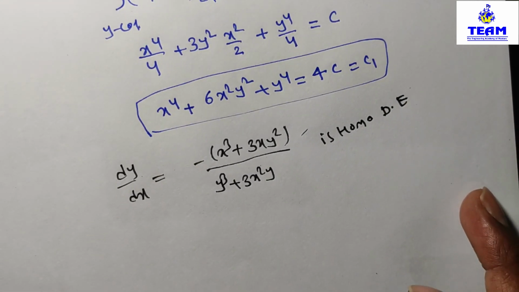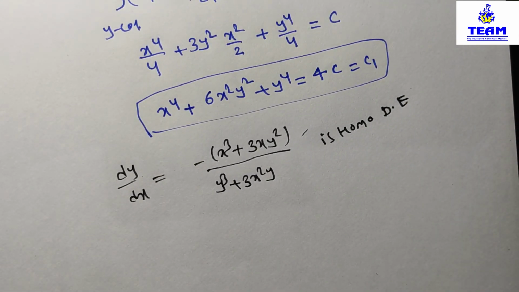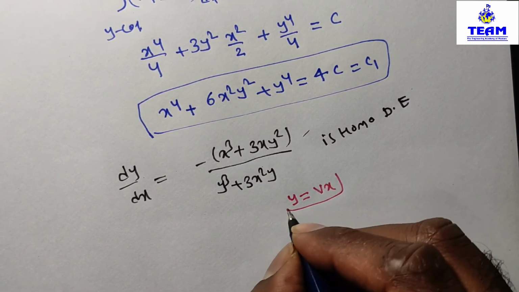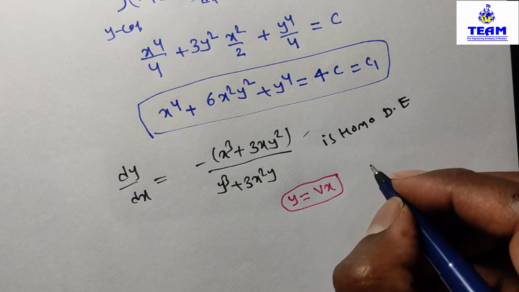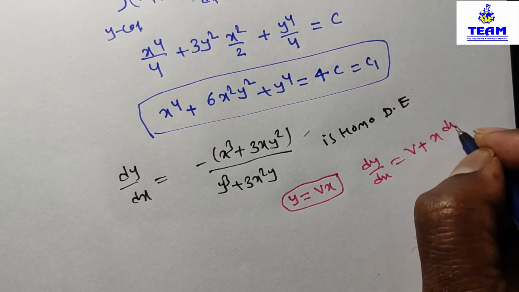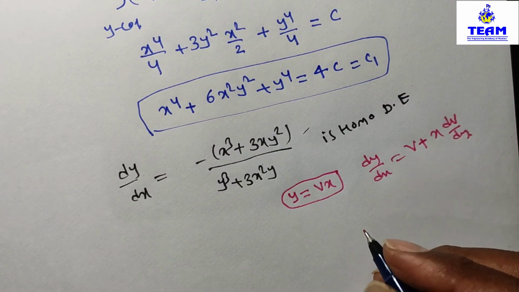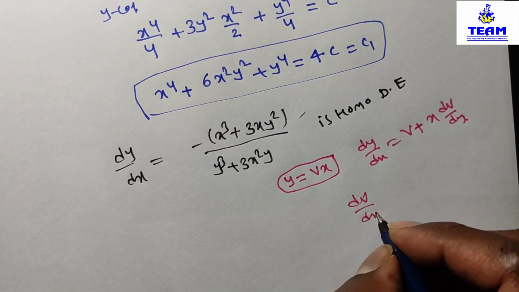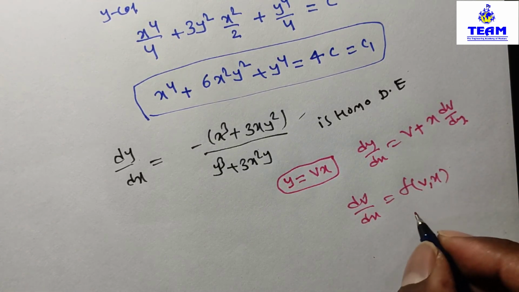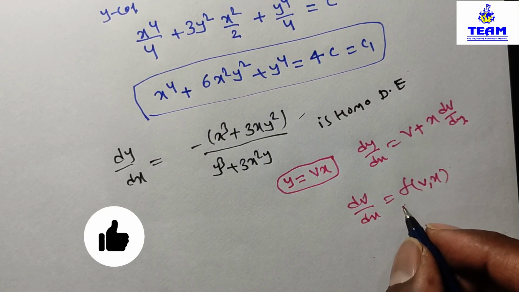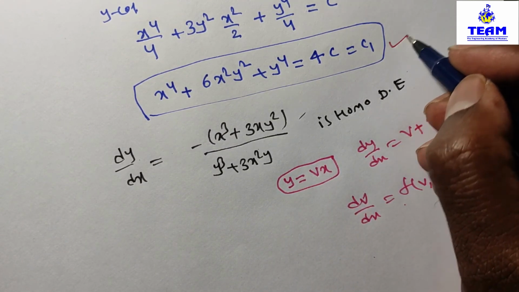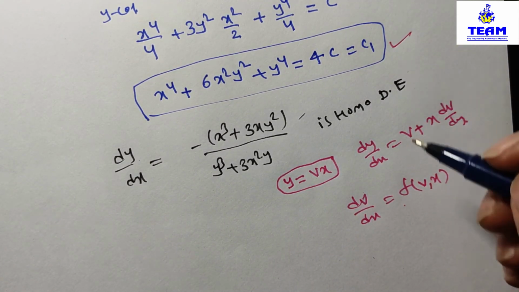Whenever the given differential equation is homogeneous, then we can go for the substitution method. We can substitute y equal to vx, okay, and dy by dx is equal to v plus x into dv by dx. Then finally you will get dv by dx equal to f of v comma x. You can use the variable separable method, then we will get the final solution. Later we replace v by y by x, and you will get the same answer. Please try to solve this problem by this method.